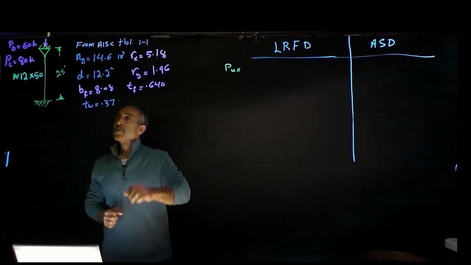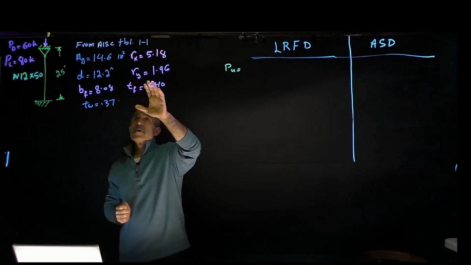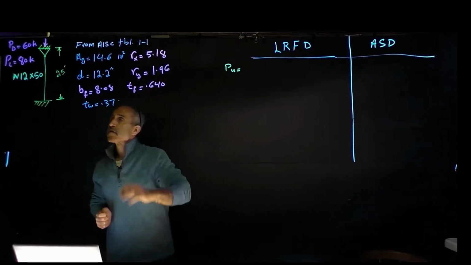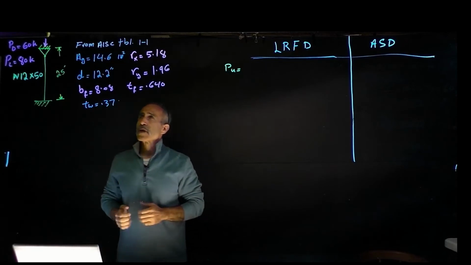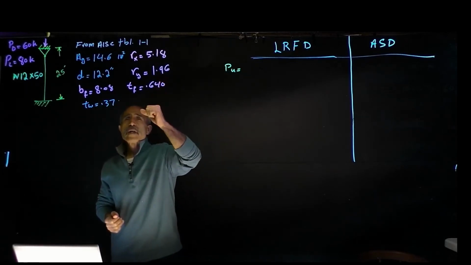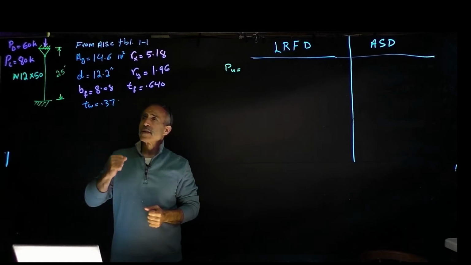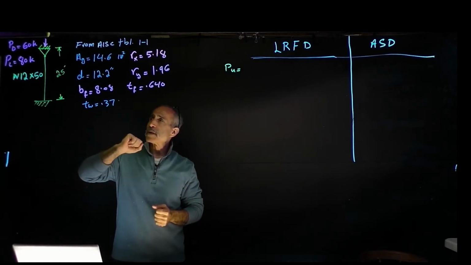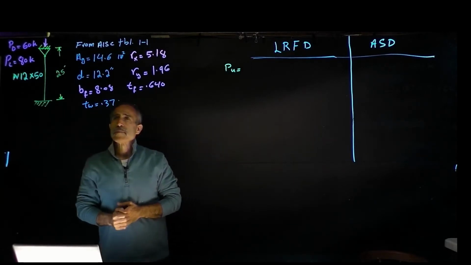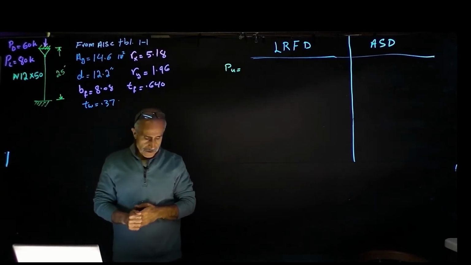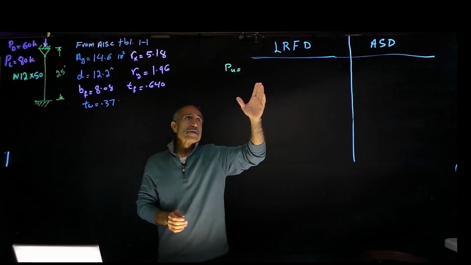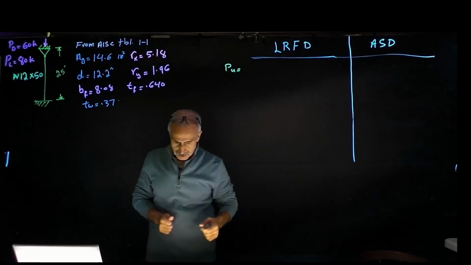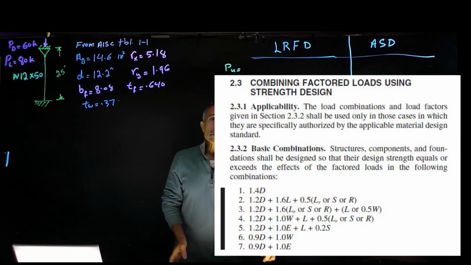First thing we do, we go into ASD table 1-1 and get all the information that we need for a W12 by 50, which is the gross cross-sectional area, rx, ry, flange thickness, web thickness, and also bf and d. And so let's go ahead and do our load both in load and resistance factor design and then allowable stress design. Then we will continue.